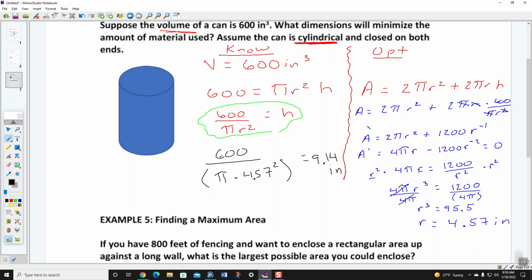4.57. Take your radius and double it to get the diameter. It's 4.57 times 2. It turns out that all cans that hold stuff inside should be made in such a way that they're just as wide as they are tall. The height and the width should be exactly the same. That would cut down on the material used.